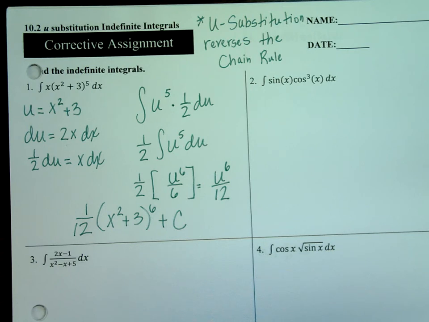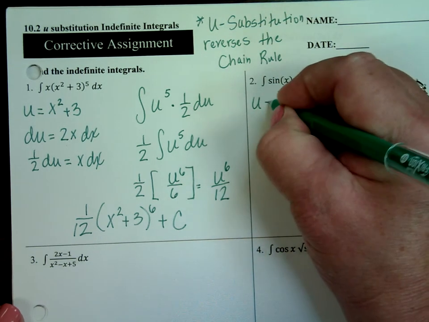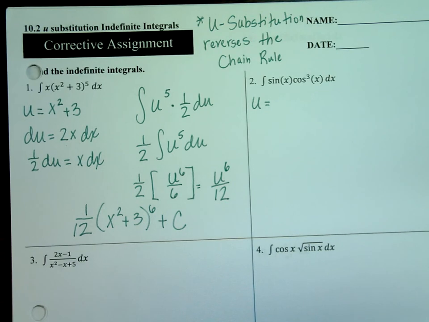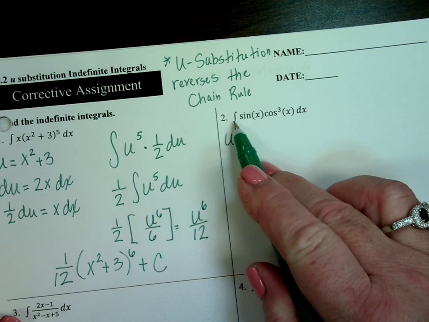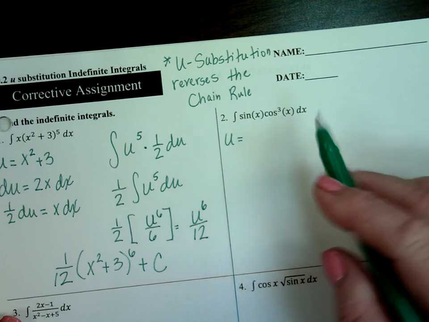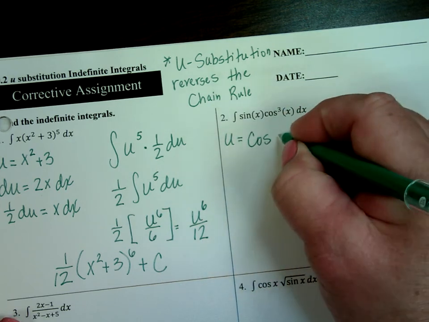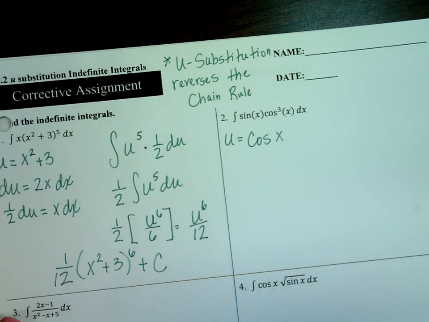All right, how about number 2? I've got to decide what I want to make my u, and you're all crying already because you're seeing the trig functions. Which one's in a messier spot? Cosine's in a messier spot, right? It's being cubed, so the power on the cosine is a cube, to the 3rd power. So it's the integral of sine of x cosine cubed x. The messier part is the cubed part, so that's going to be my cosine. My cosine's my u.